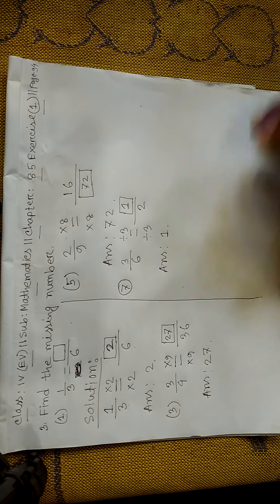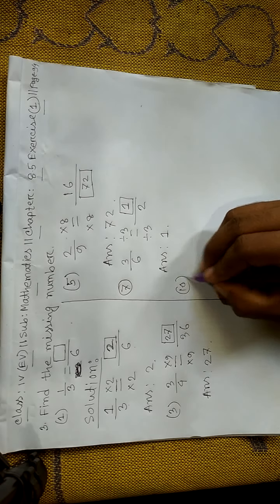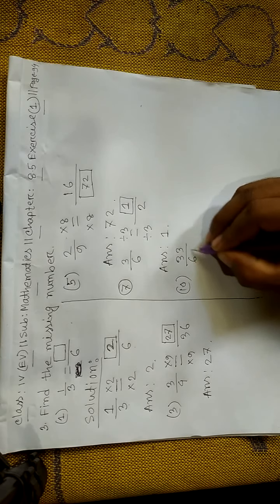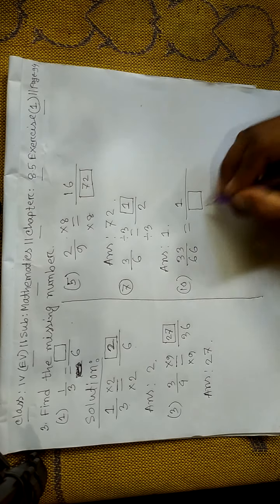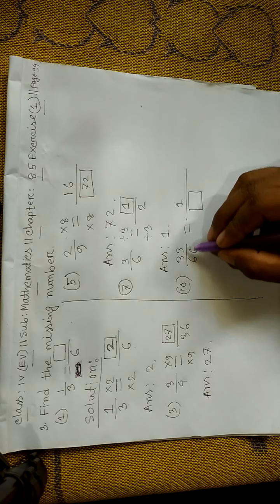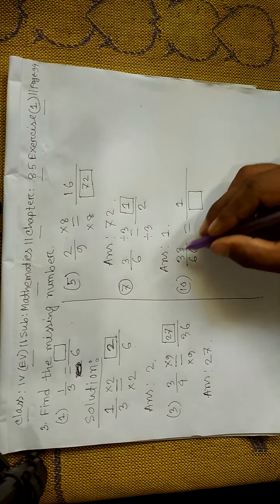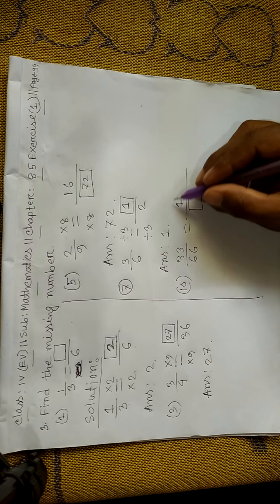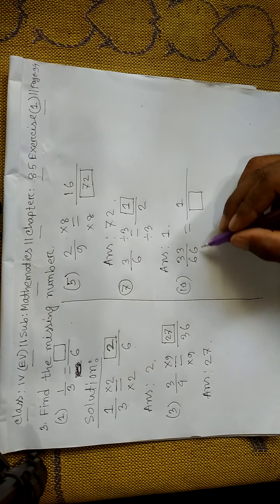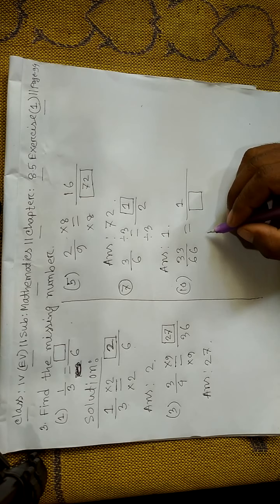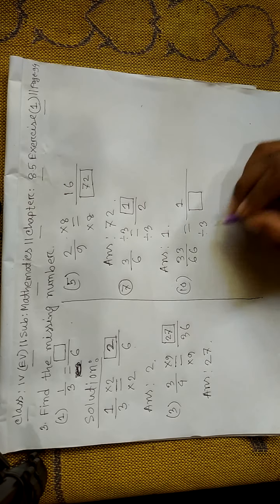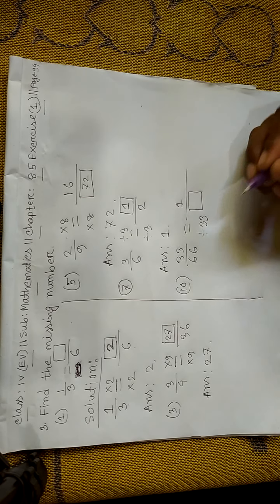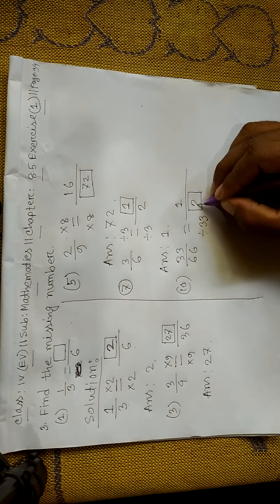Next, question 10. 33 by 66 equals 1 by blank box. First, follow both side numerators. Left side numerator 33 and right side numerator 1. We divide 66 by 33 and we get 2.